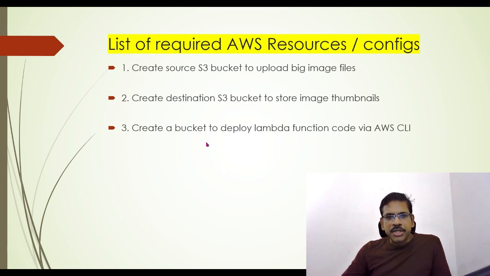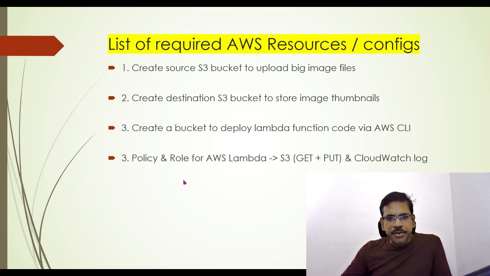Third, I am also going to create another bucket. This is just to keep the Lambda function because I am going to push the Lambda code from my AWS CLI. So to keep the code artifacts, I have created one more bucket. And fourth, I will be creating the necessary policy. I will attach those policies to a role for the Lambda because Lambda should have permission to read from the S3 bucket, get object, and also it needs to put object to another bucket. Also, Lambda will create some logs in CloudWatch. So I need to set up the policy and role for Lambda.